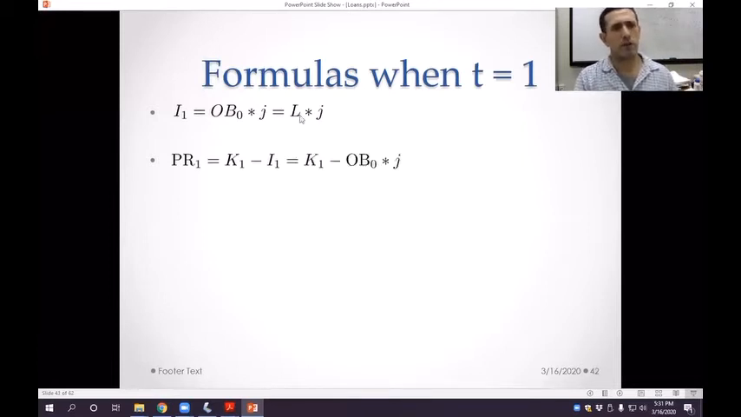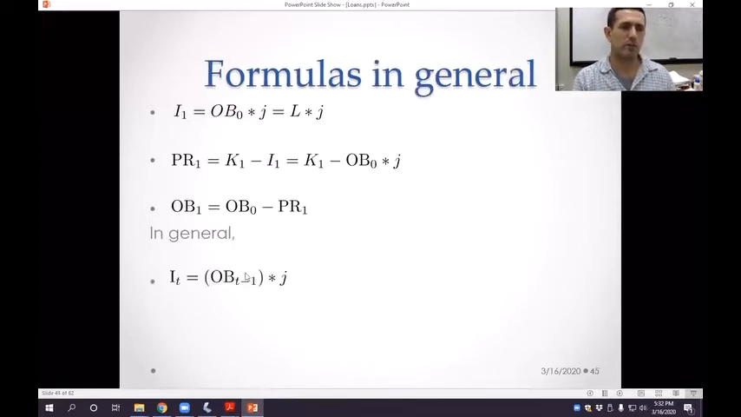And well, just plugging in for I_1, OB_0 times j. And OB_1 is just, well, how much the loan was worth. You've paid off interest, so it's just how much the loan was worth in the previous period minus what you have to pay in principal. So it's the previous period's outstanding balance minus what you have left to pay principal.